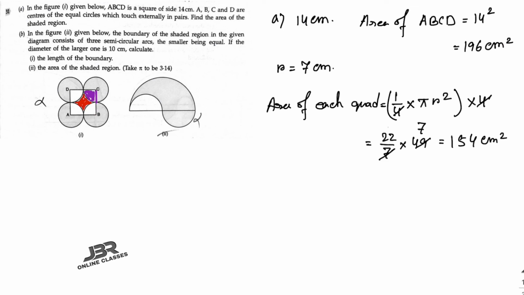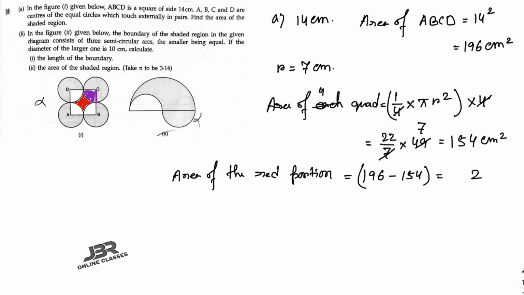So here the area of this red portion, you can easily find out. The area of this quadrant, that is 4 quadrants, not each, it's 4 quadrants. So that means here you have to subtract this one from 196. So here the area of the red portion is equal to 196 minus 154, it's 42 centimeter square.